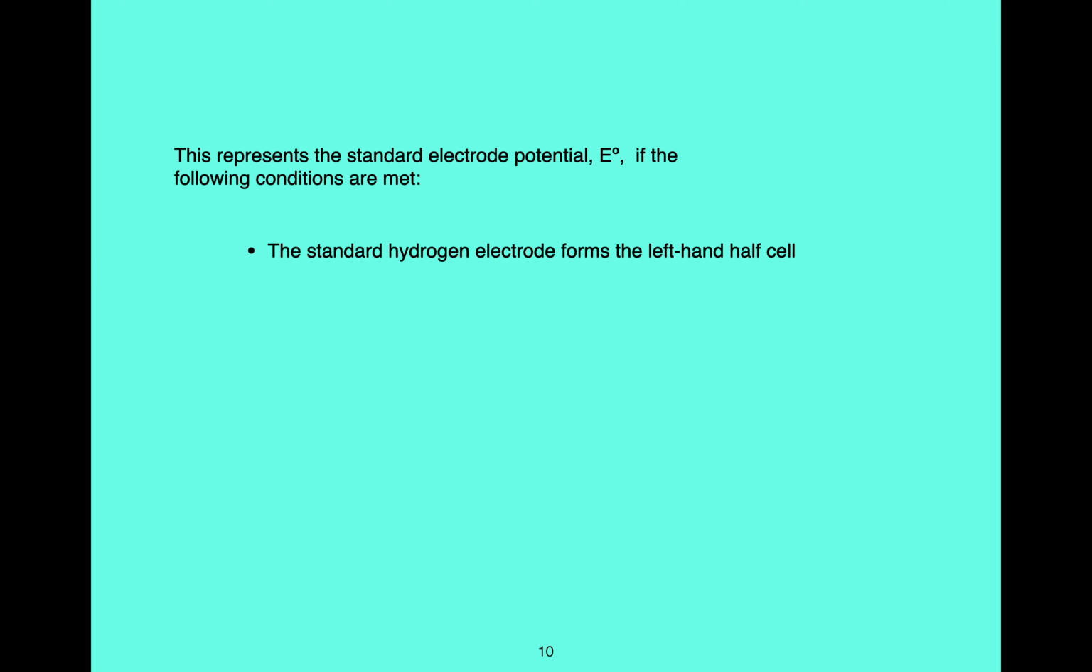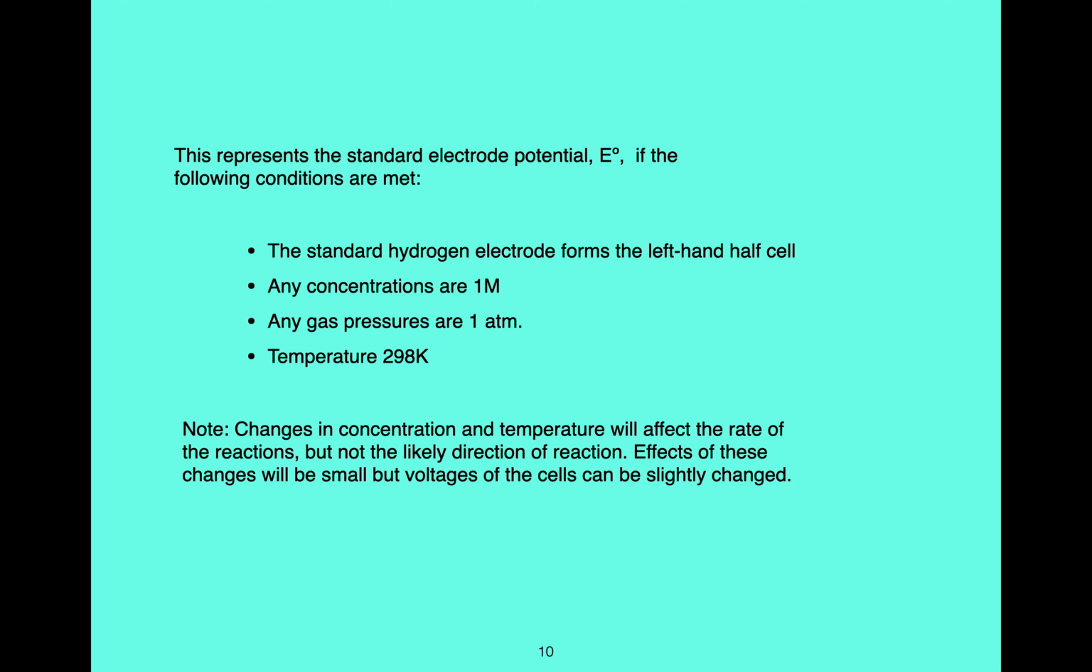Now, it's a standard electrode potential if the standard hydrogen electrode forms a left-hand cell, concentrations are 1 molar, gases present are 1 atmosphere, so 100 kilopascals, and temperature 298K. Remember, changes in concentration and temperature will affect the rate of reactions, but not the likely direction of reaction. Okay, so the effects of these changes are going to be quite small, but the voltage of the cells can be slightly changed.